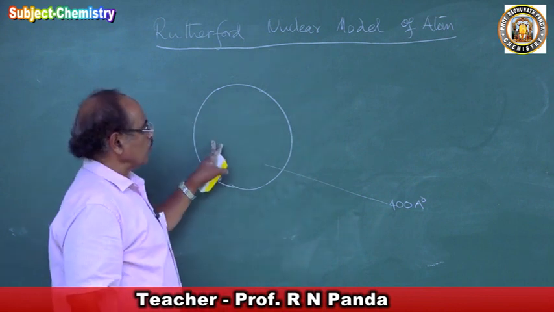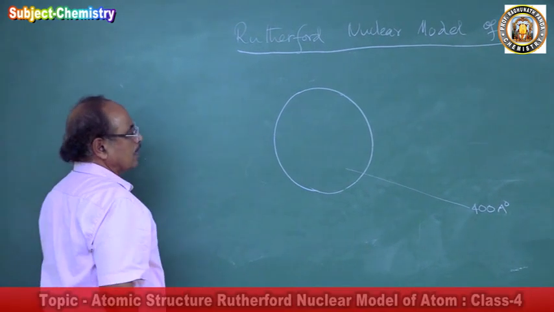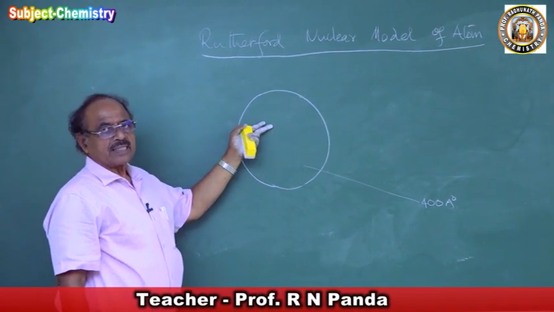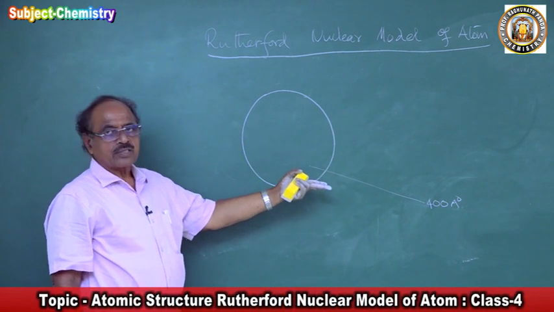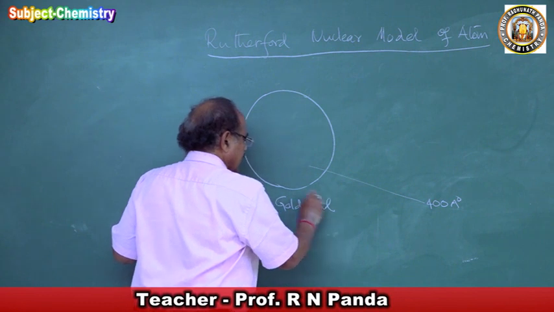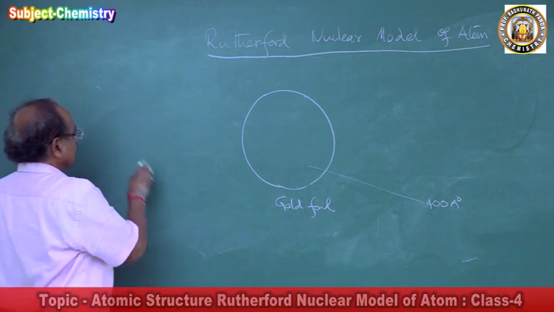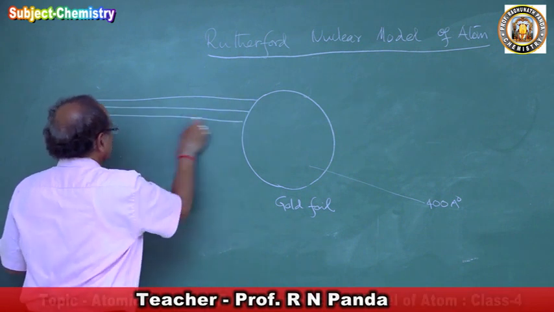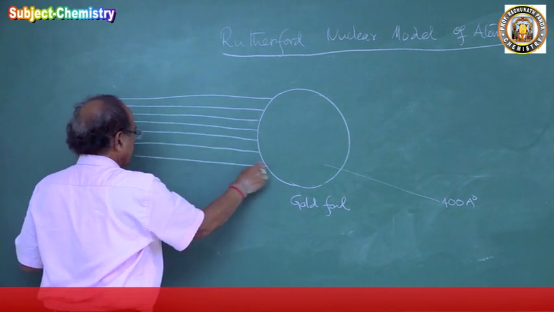So he took a gold foil, covered all around it by the screen, and allowed the alpha particles to strike upon the gold foil. When fast moving alpha particles were bombarded against a thin metallic gold foil of 400 angstrom unit thickness, the following observations were made by Rutherford. The alpha particles were from a radioactive source, and he allowed them to strike upon a gold foil of 400 angstrom unit thickness.